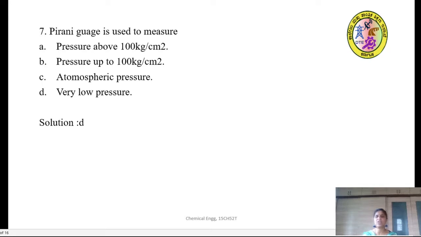For example, if they ask to construct the McLeod gauge and brief the working principle of the McLeod gauge, you have to write the diagram first and the explanation second. If it is for 10 marks, the diagram will carry at least 4 marks, and the remaining 6 marks are for the explanation. So the 10 marks are distributed as 4 and 6 for this answer.